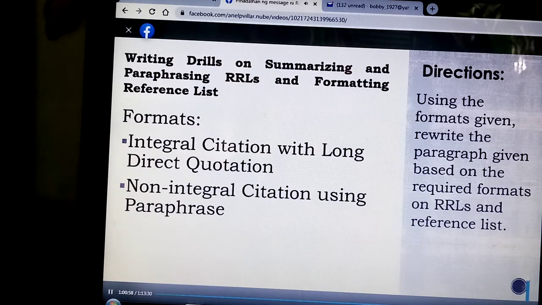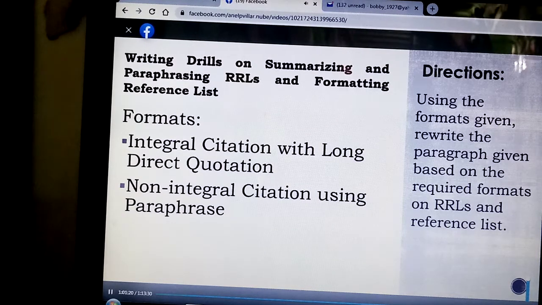So, ano yung activity natin? You are going to apply integral citation with long direct quotation, at saka i-apply natin yung non-integral citation using paraphrase. Okay? So, meron tayong original source, i-apply natin yung dalawang formatting na to. Integral, saka non-integral, saka long direct quotation, saka paraphrase. So, try natin. Okay?